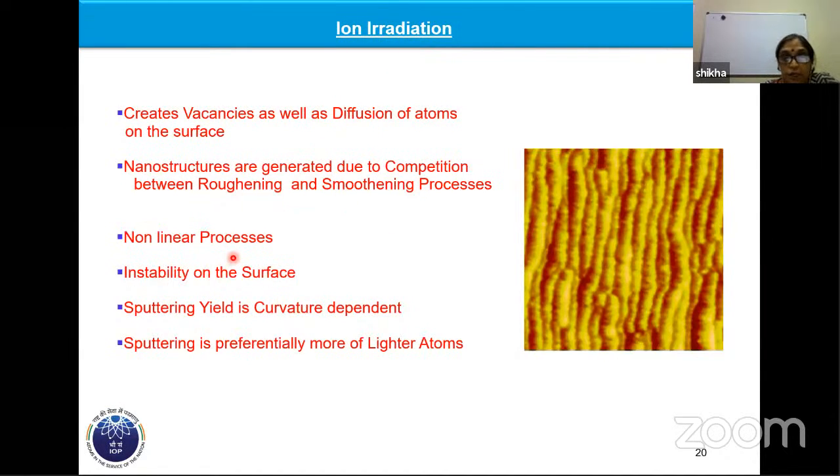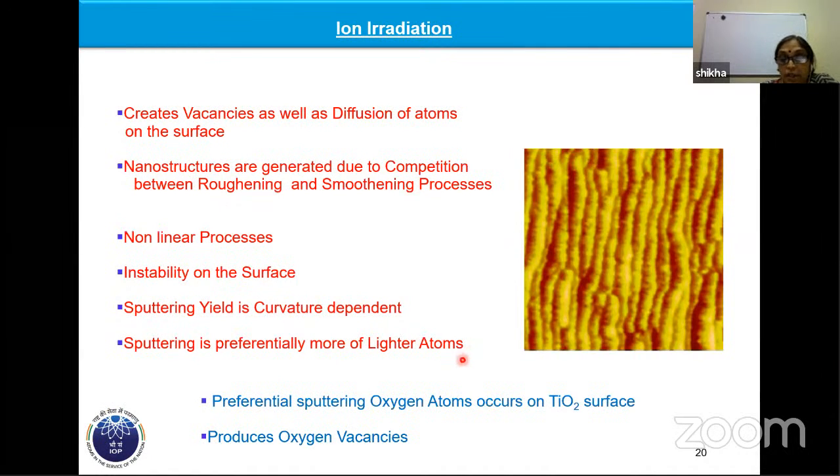These are all non-linear processes, and so there is an instability on the surface, and the sputtering yield is curvature dependent. So the points which are low become lower, and the points which are high on the surface become higher. Sputtering is preferentially more of lighter atoms. And in the case of TiO2, there is a preferential sputtering of oxygen atoms, and one produces oxygen vacancies.